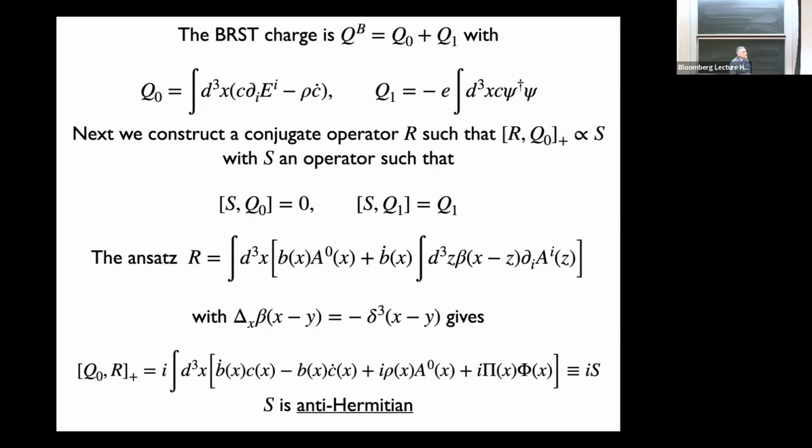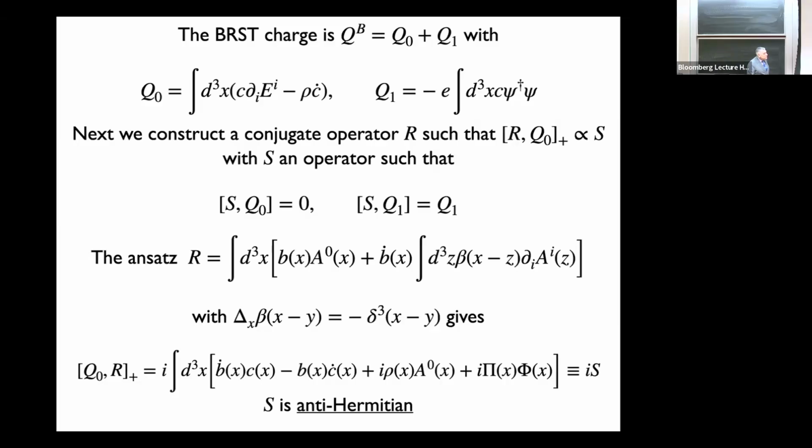And in fact, now if beta is the Green's function of the Laplace operator, we'll get this nice formula: Q0 anti-commuted with R. This anti-commutator is Hermitian, so I write it as I times an anti-Hermitian charge. And this anti-Hermitian charge does what we want, counts the BC ghost and also the gauge variant components of our electromagnetic field. So the longitudinal part of the gauge field in this zero. Sorry, what's pi of x and pi of x? The last terms, capital pi and capital pi.